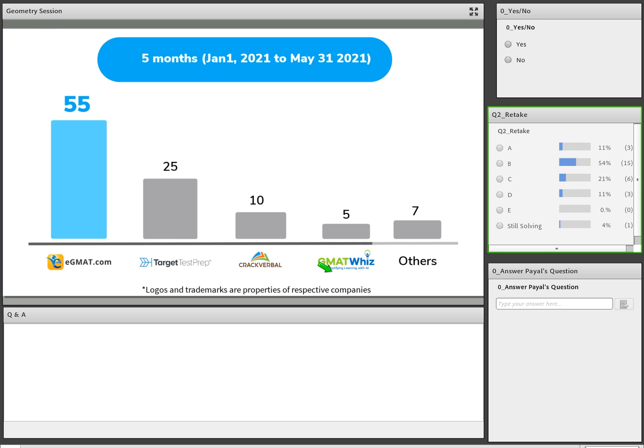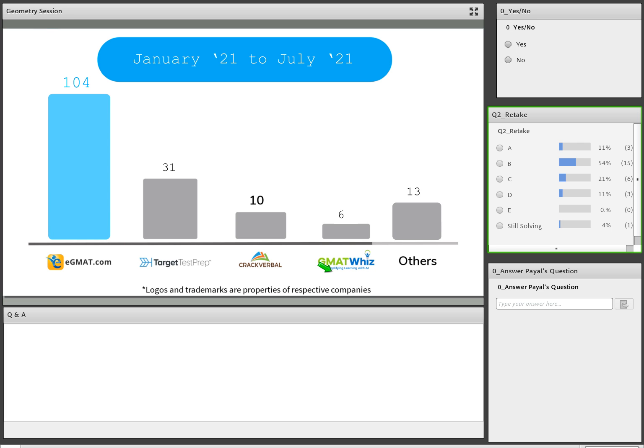Now this is the data. You can see the comparative number of Q49 plus scores reported on GMAT Club. So you can see that comparison over here across all the competitors. This is the data from January to July of 21. Okay, you see 104 Q49 plus stories reported for e-GMAT versus 31 for Target Test Prep, and so on and so forth. So you can see how much Quant 2.0 has influenced the success of students.